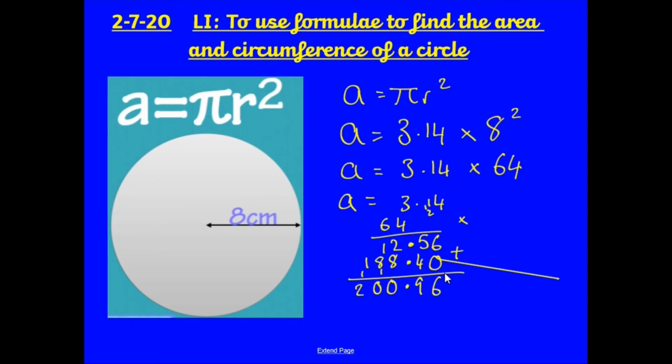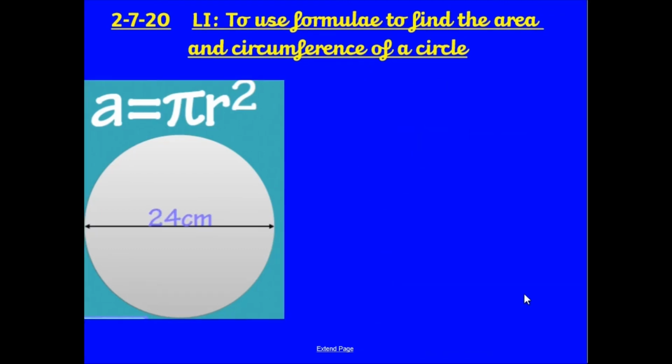And there we go. The area of this shape is equal to 200.96 centimetres squared. That is the area of this circle. I've worked it out. Let's have a look at another one here, and you need to be careful with this one.